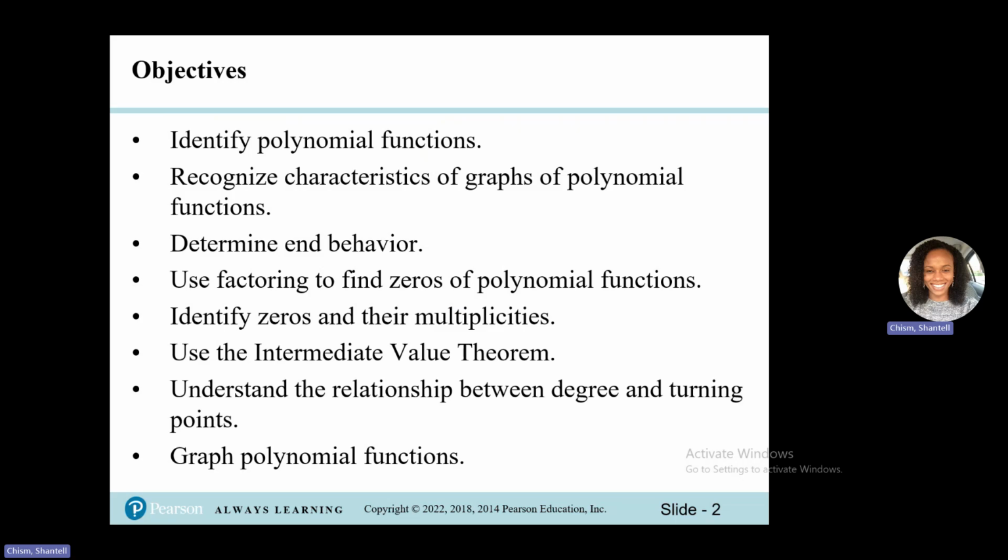In this section, we'll be looking at some polynomial functions, identifying whether or not we have polynomial functions, recognizing some characteristics, determining end behavior, using factoring to find zeros of polynomial functions, identifying zeros and their multiplicities, looking at the relationship between the degree of a polynomial and its turning points, and then graphing some polynomials.